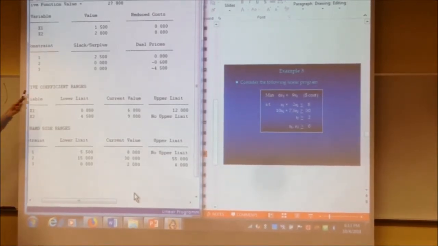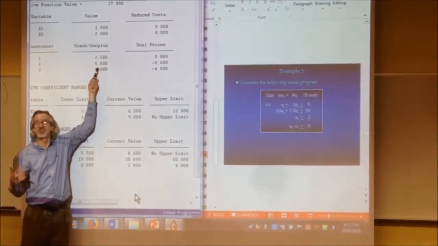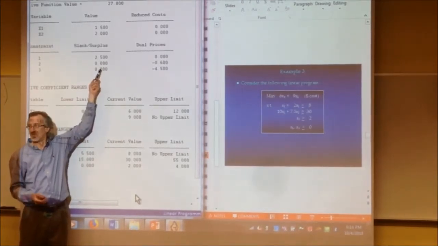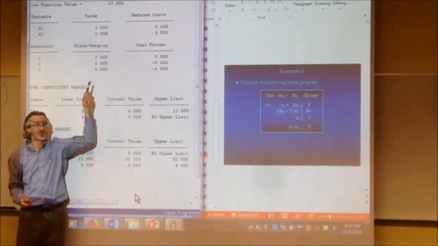All right. And by the way, 2 and 3 are 0, but they're 0 what? Slack or surplus? Surplus, because they're both greater than or equal. That's where you look.